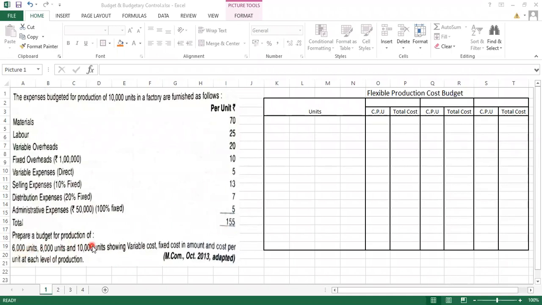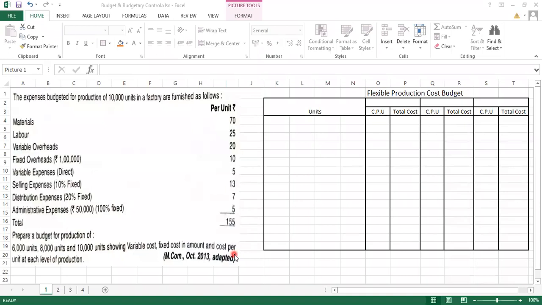Prepare a budget for the production of. हमें किसके budget बनाना है कि ये 6000 units पर अगर हम ऑपरेट करेंगे तो कितना कॉस्ट होगा? 8000 पर जब हम ऑपरेट करेंगे तो what will be my cost? And if I'm operating on 10,000, then what will be my cost? Units showing variable cost, fixed cost in the amount and the cost per unit at each level of production.